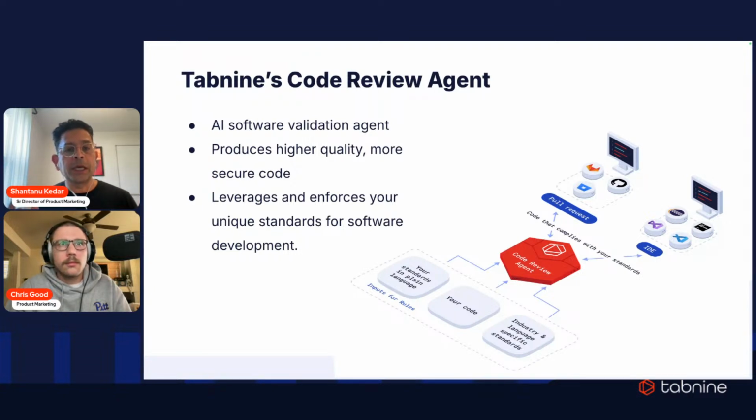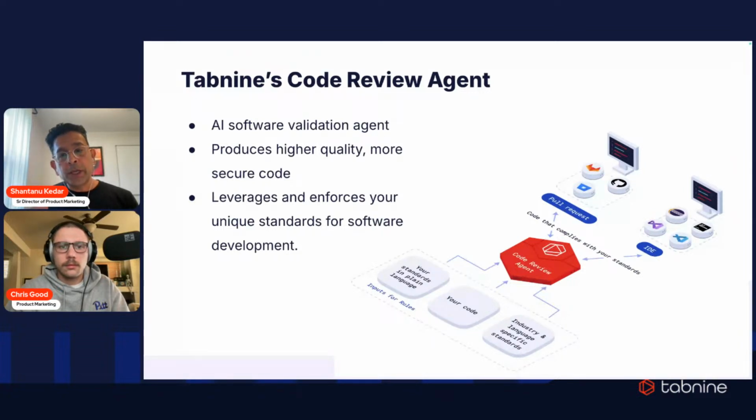So you can provide us your standards in plain language. This could be a Google Doc, a spreadsheet, a Confluence page, PDF, you name it. You can have your standards in, let's say, English in these places, and you can provide that to Tabnine. Tabnine will take this information, enrich it, and create comprehensive rules for software validation.